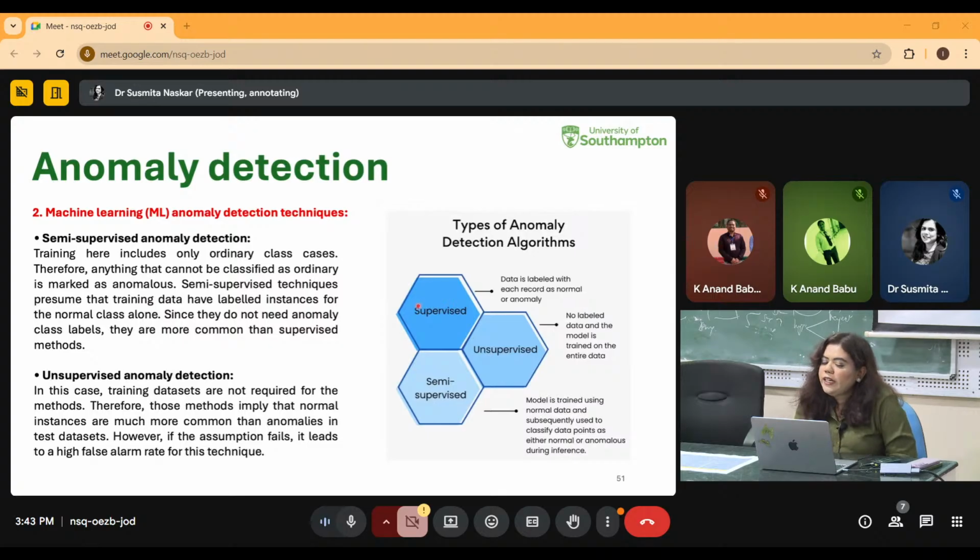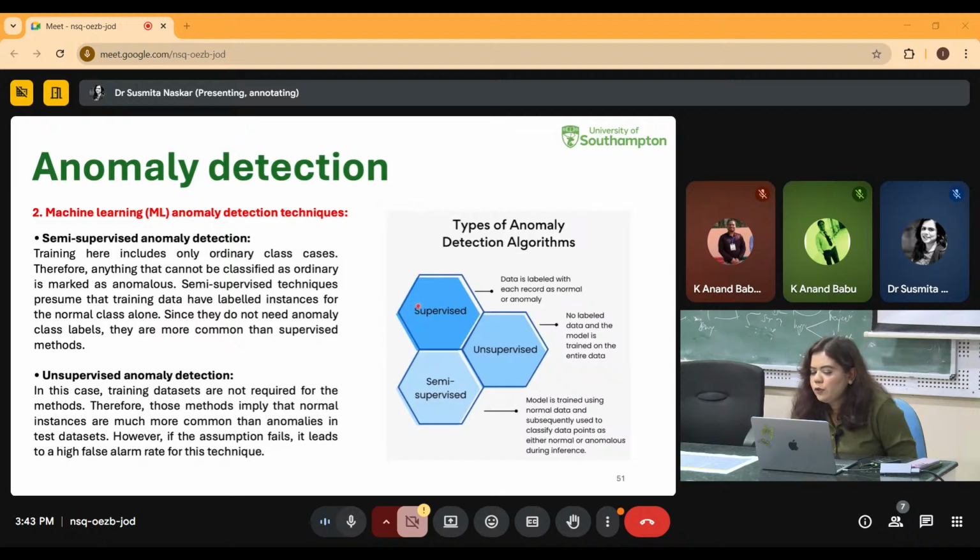And here no training data set is required. So the model looks at the entire data set without labels, right? Without any kind of labeling, and assuming that the normal instances are much more common than anomalies. That is the kind of assumption we make in unsupervised learning. So it tries to group the data based on similarity, and then identifies the data points that do not fit as anomalies, right? That's where this is actually being done.